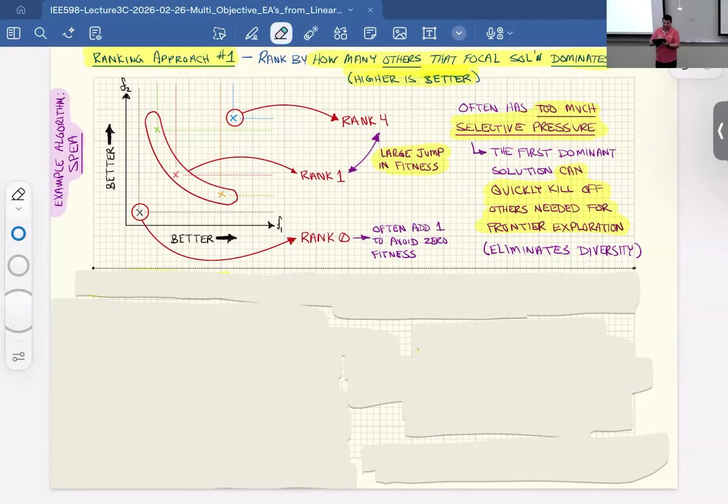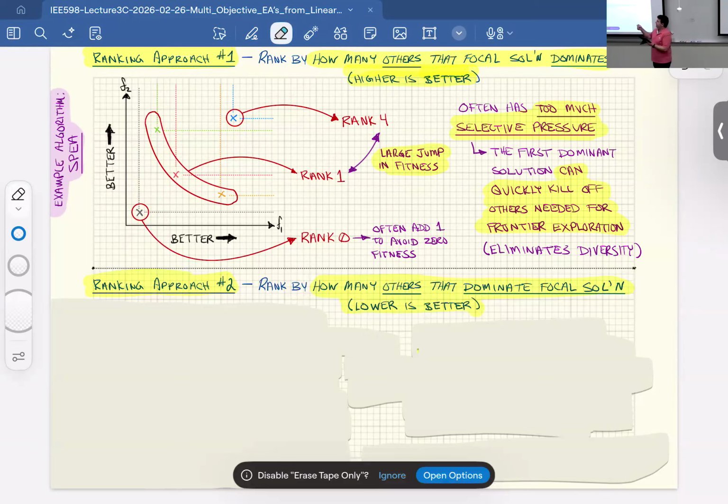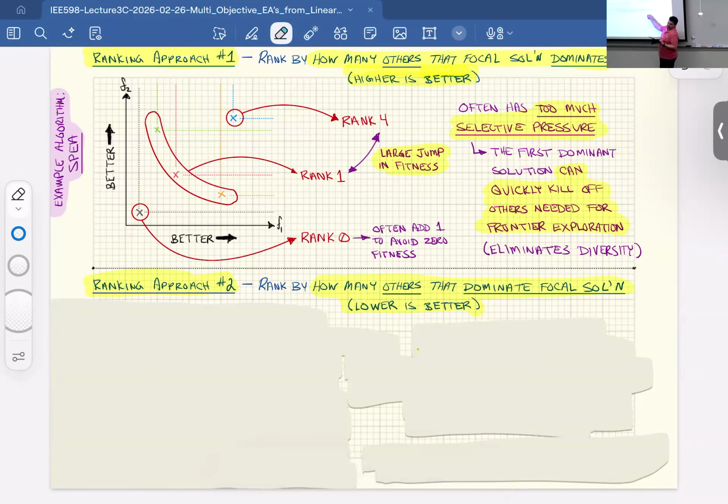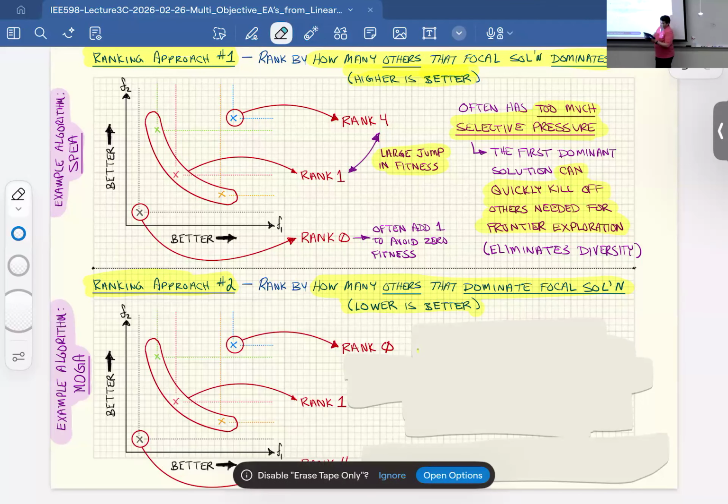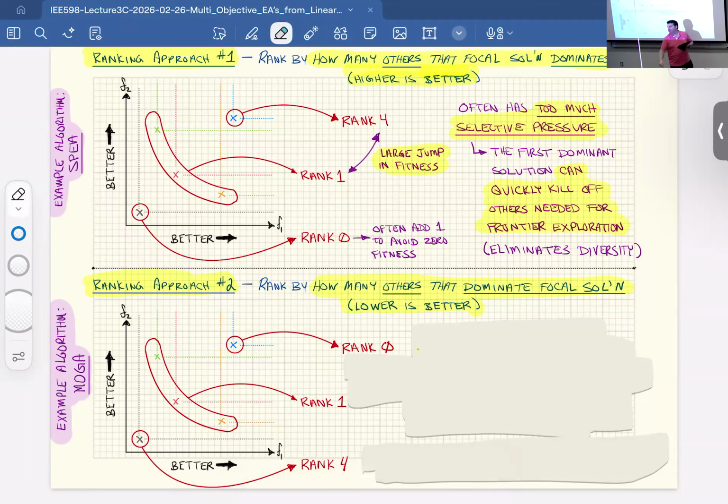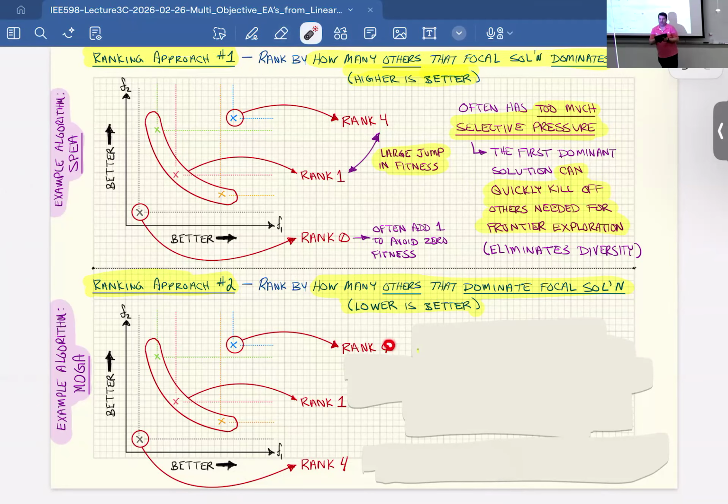So other methods, like this ranking approach 2, let's flip that. We're going to rank by how many others dominate the focal solution. So lower is better. So in this particular case, and this is something that's used by MOGA, the multi-objective genetic algorithm, we say that the top solution is ranked 0 because nothing dominates it. The next 3 are ranked 1 because only 1 dominates them. And then the last one's ranked 4 because 4 dominate it.